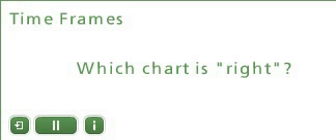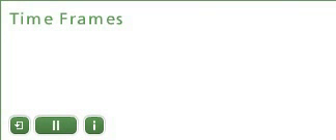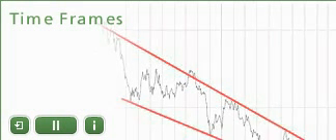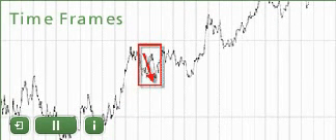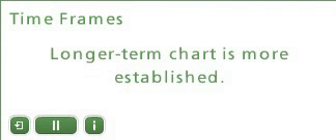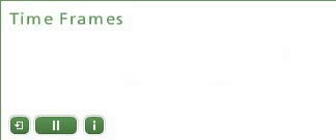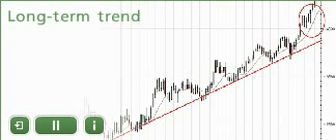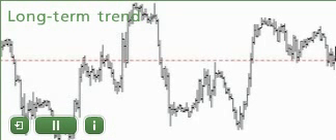Is the Euro-US dollar in an uptrend, or is it in a downtrend? The answer is both. It is in a downtrend on the 1-minute chart, and it is in an uptrend on the daily chart. However, the trend of the longer-term chart is more established than the trend in the shorter-term chart. Successful forex traders tend to trade with a bias toward the long-term trend. They know that it will take a much larger market force to change the direction of a long-term trend than it will to change the direction of a short-term trend.